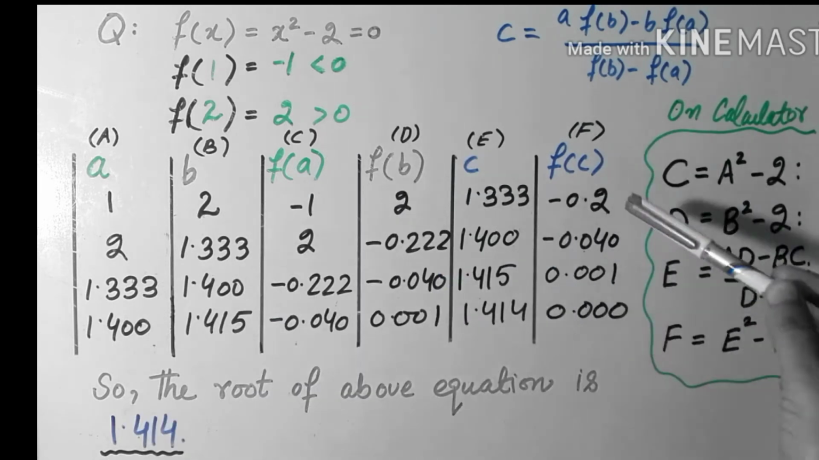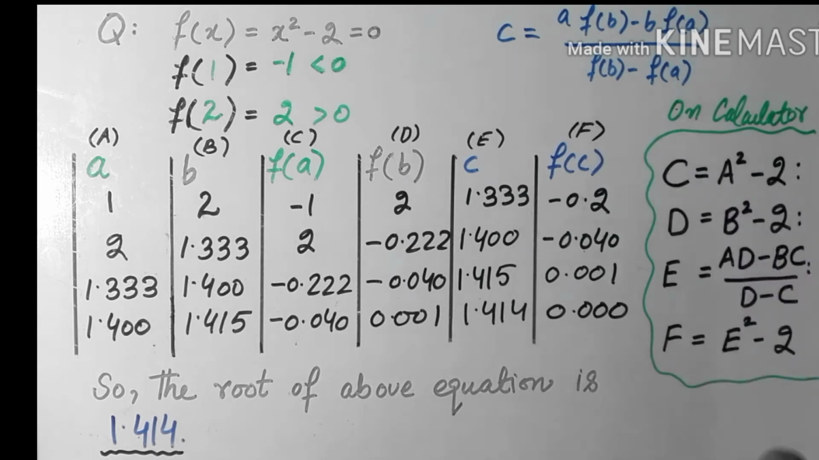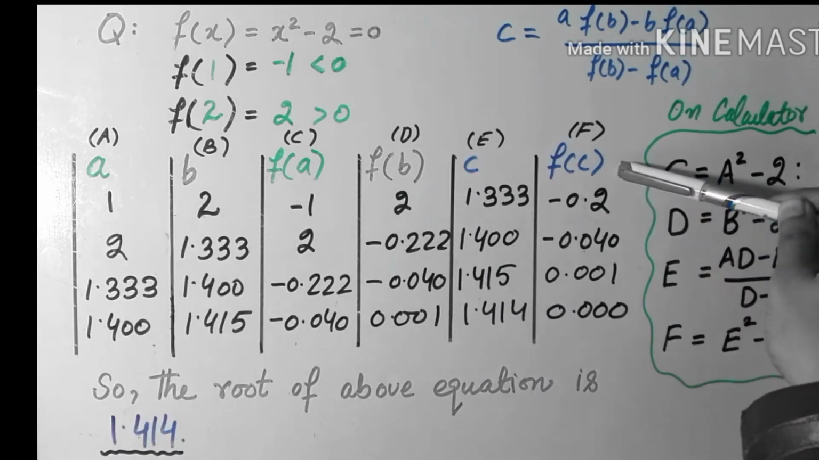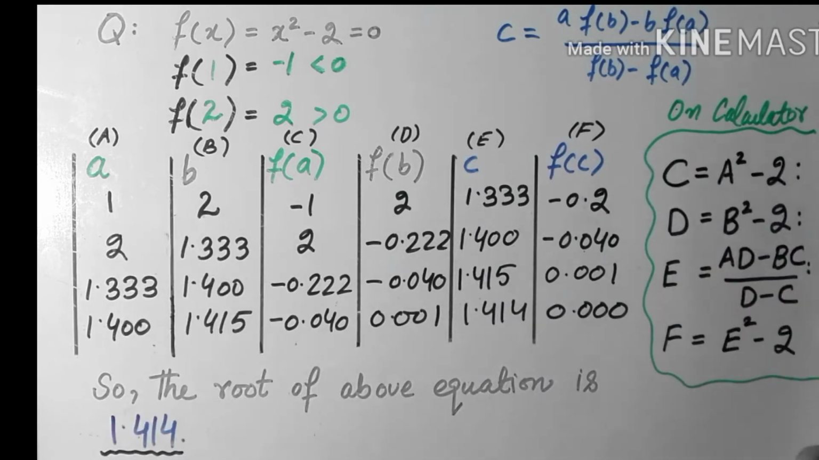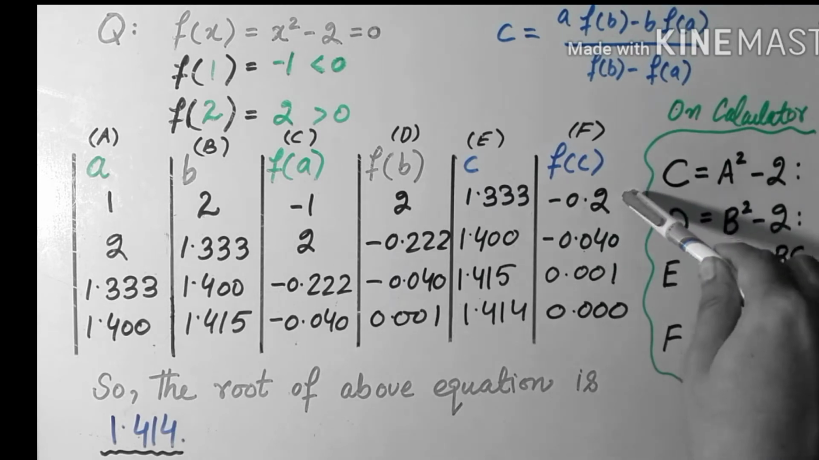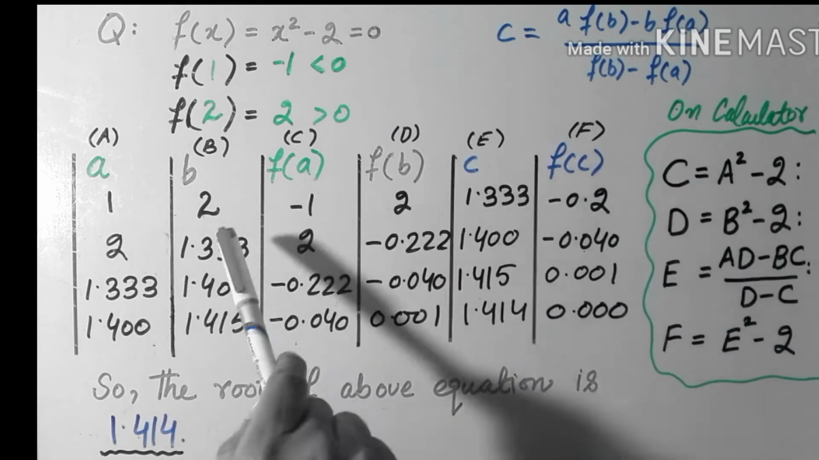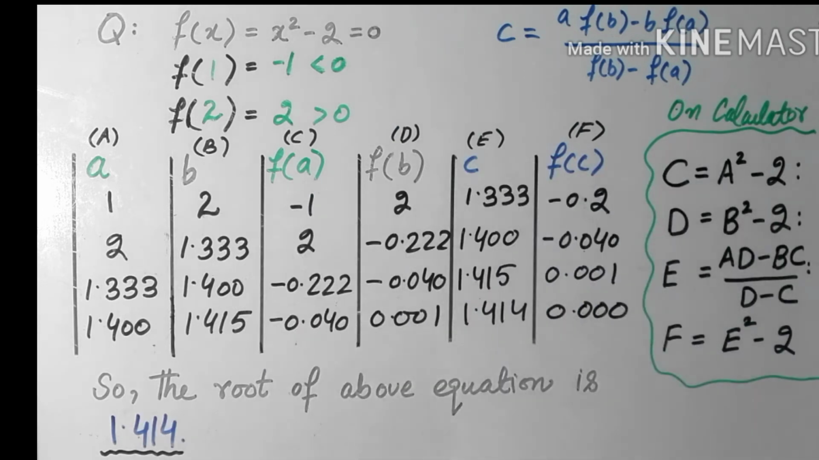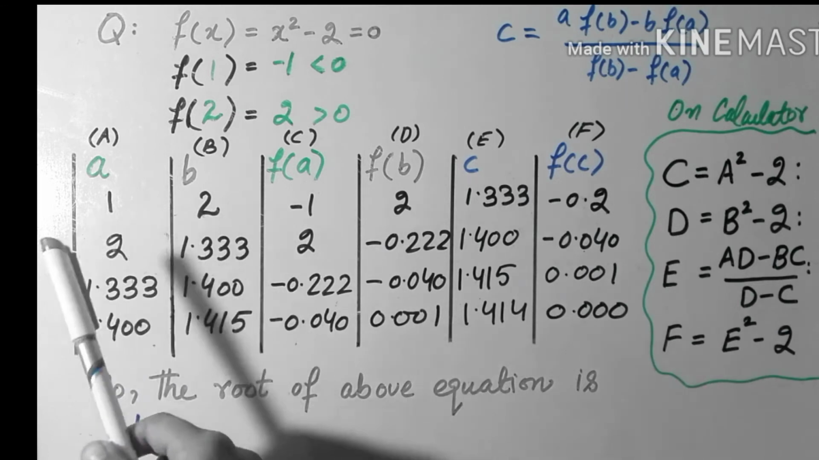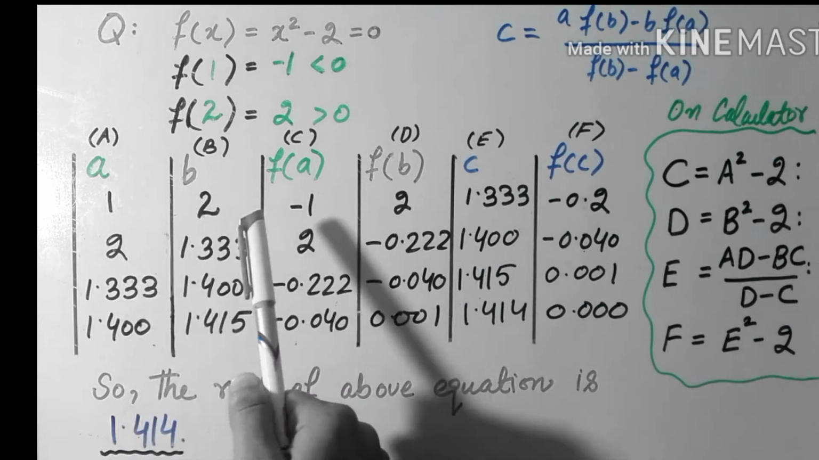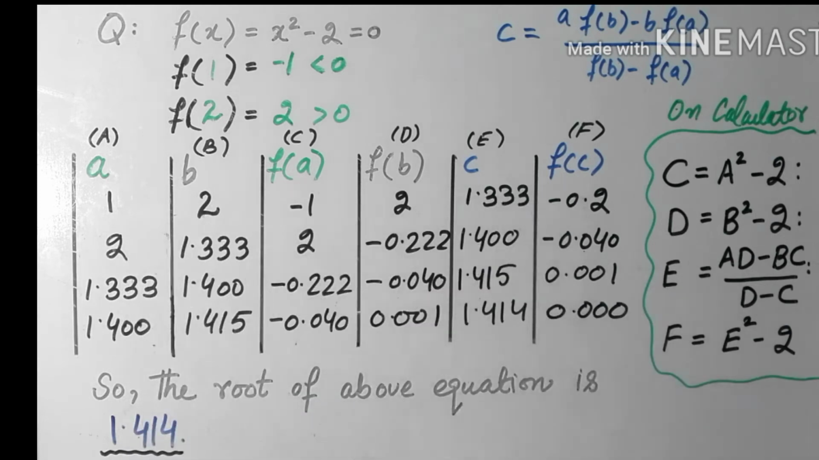The most important thing I want to tell you is that in methods like the bisection method or the false position method, we replace the value of A or B depending on whether f(c) is negative or positive. If f(c) is negative, we replace the value of A by C, and if it is positive, we replace the value of B by the value of C. But in the secant method, the process is a bit different. We will replace the value of A by the value of B in the next step, and the value of B will be given the value of C.